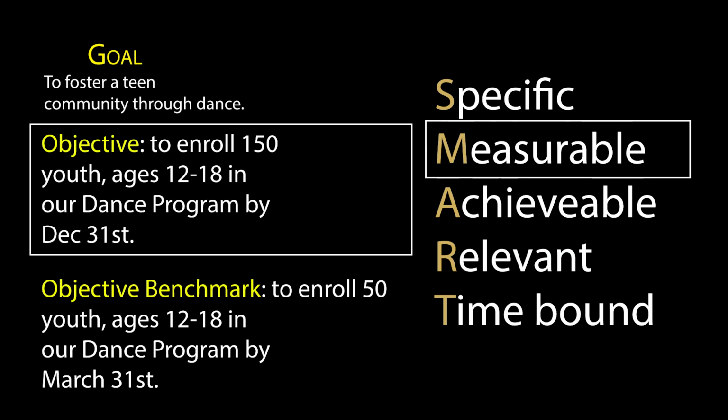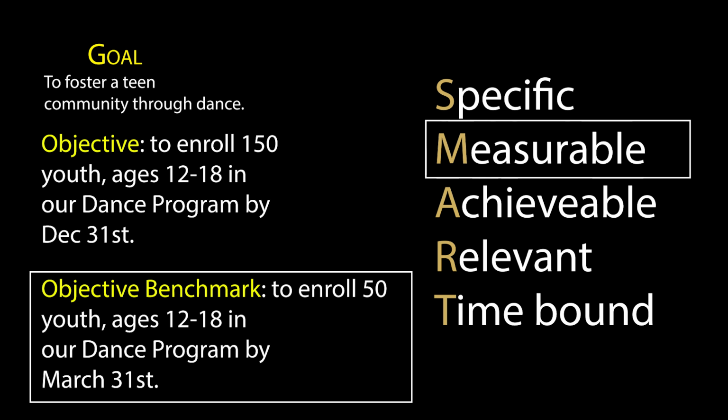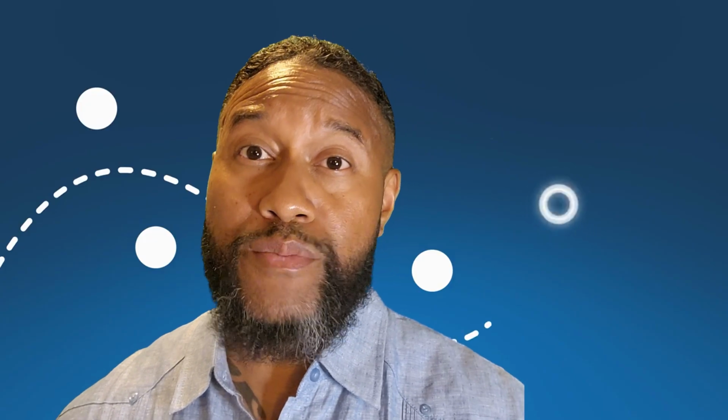For example, if our objective is to enroll 150 youth in a dance program by December 31st, our benchmarks could be enroll 50 youth by March 31st, 2024. Enroll 100 youth by August 31st. When we hit our benchmarks, we're on a good path to reach our objectives for that goal.